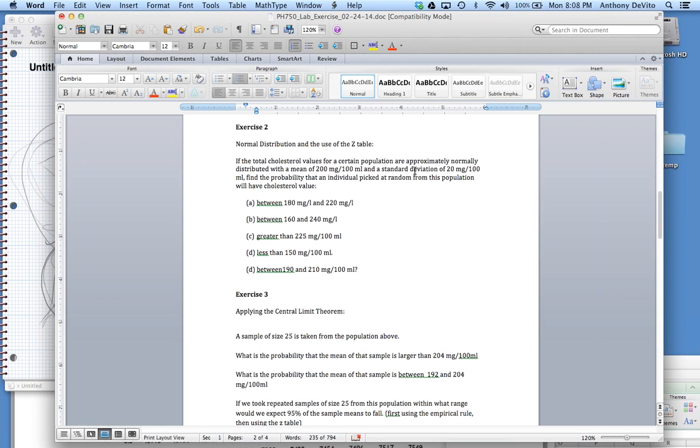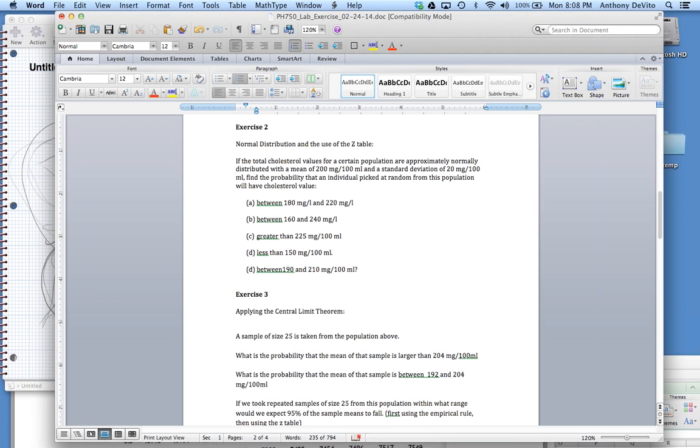Total cholesterol values for a certain population are approximately normally distributed with a mean of 200 milligrams per 100 milliliters, standard deviation of 20. It's a good contrast to the next problem. Find the probability that an individual picked at random from this population will have a cholesterol value between 180 and 220.